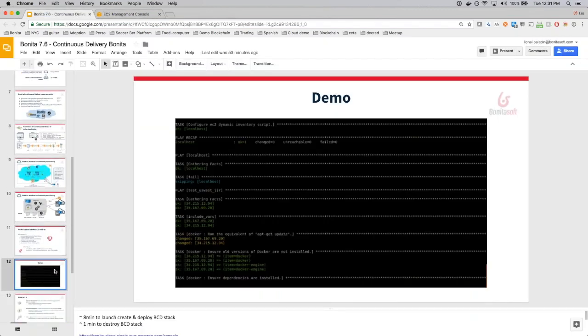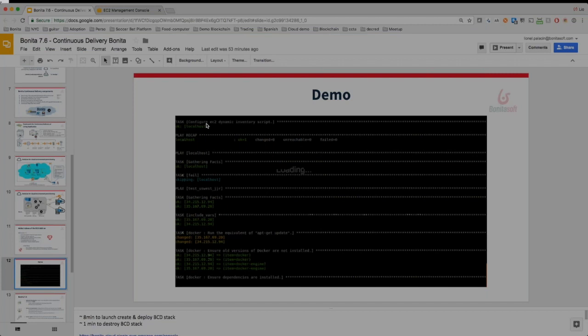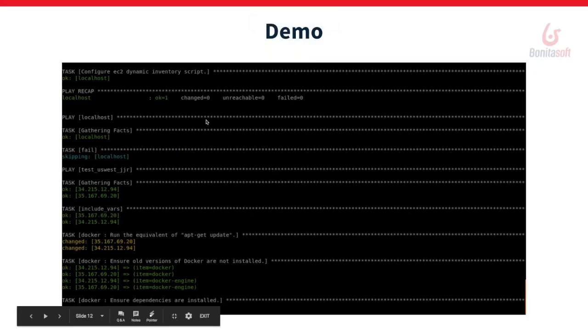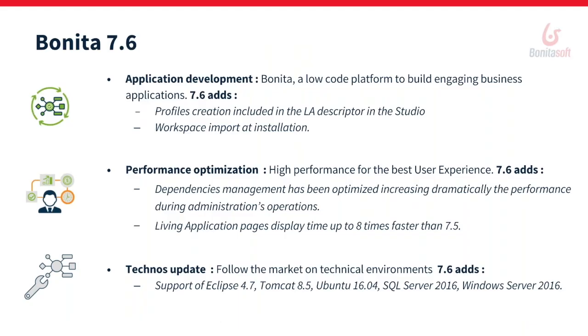So if we go back to the presentation, the next part is what has been added with the new release Bonita 7.6. We worked on 3 main topics. The first one is trying to add value to help with the development of business applications using Bonita, because that's our core value. So for that, we added 2 new features.